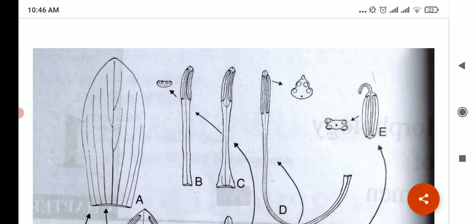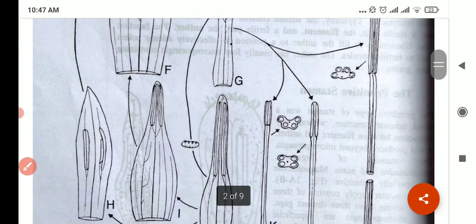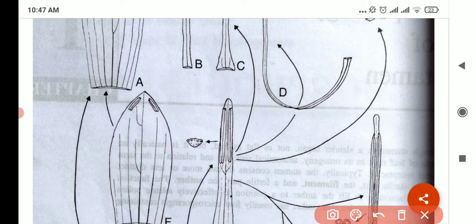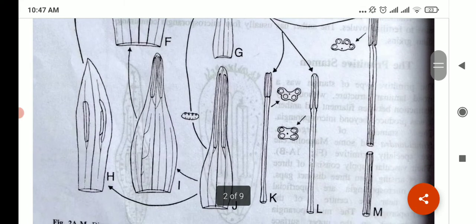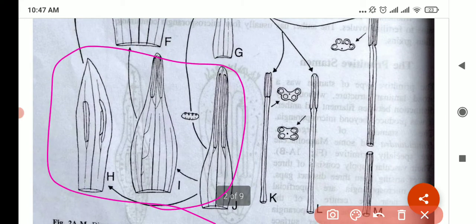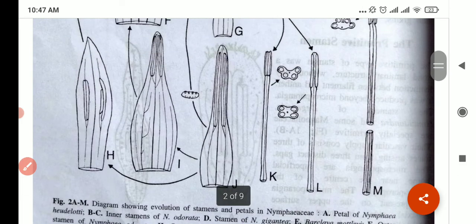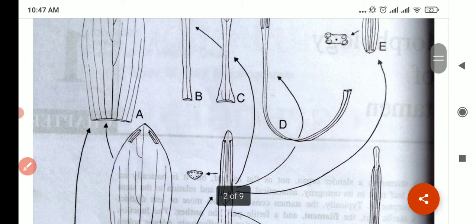Then similar to it, but with the microspores at the top. Then you go down and you see petal-like, similar to the previous one, but petal-like. Then here, these are the slender ones. Okay, KLM are the slender ones. So on practicing, it will be very easy.